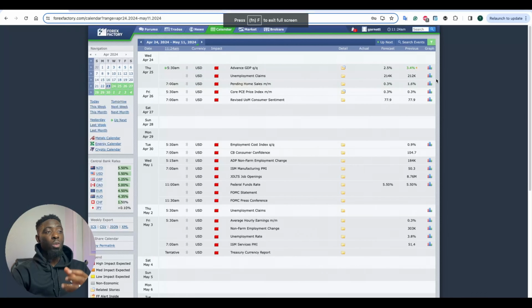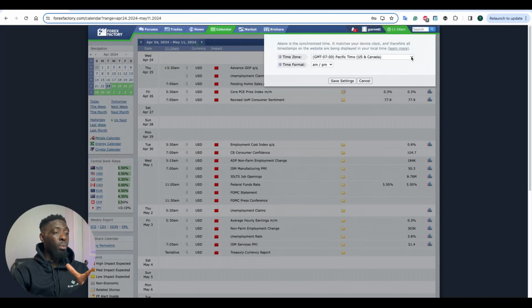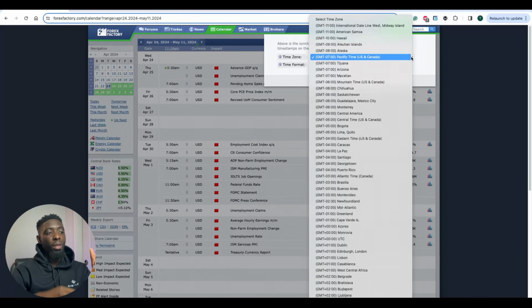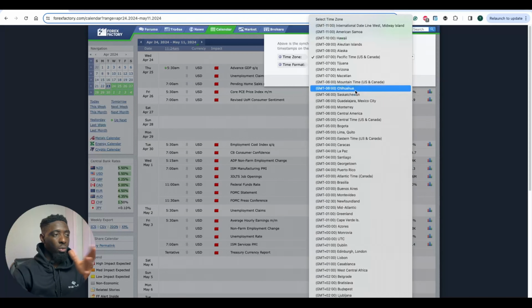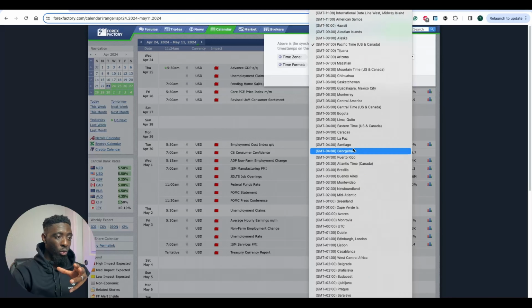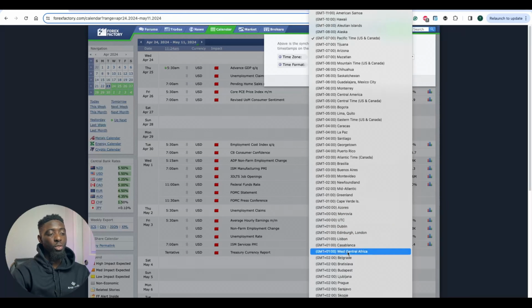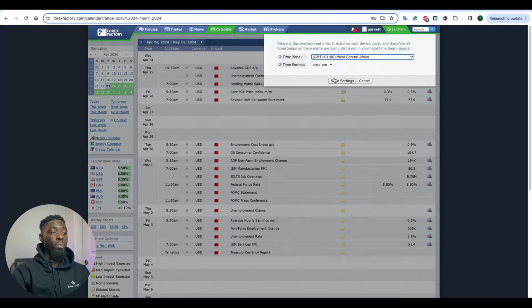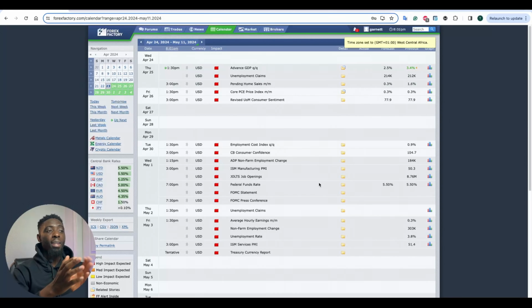So when you do your economic calendar, the first thing you want to do is change the time zone. So I'm going to switch my time zone from here. Again, I want to use something close to your time zone. Let's say for those in Cameroon, I was born in Cameroon, so I'm going to do this. If you're in Cameroon, you want to look for UTC plus 1, and the closest one you can have, so West Central African time. So you can do West Central African time. This is going to align with what you have on your TradingView.